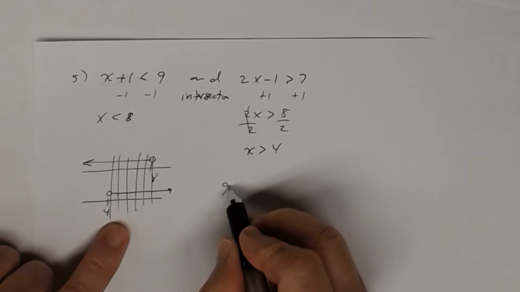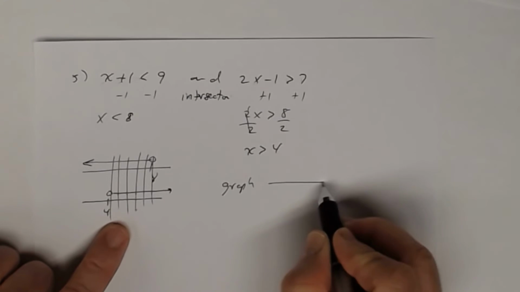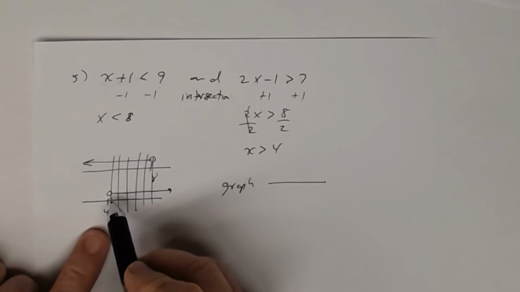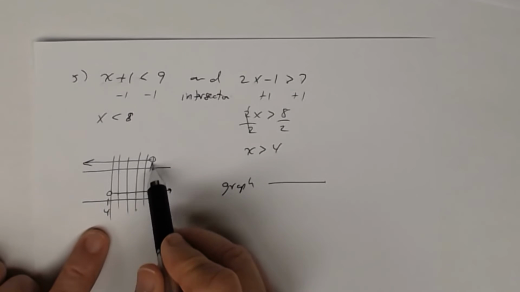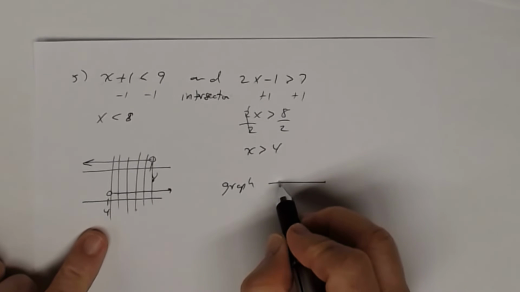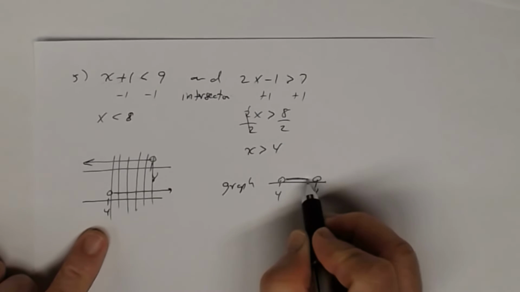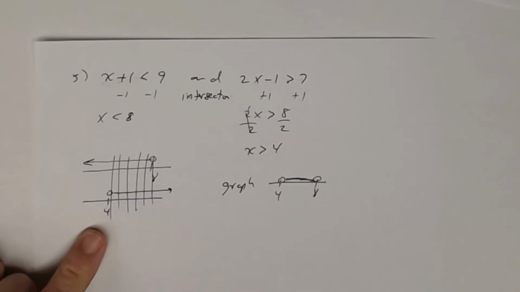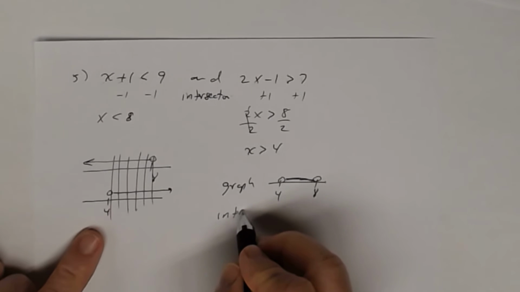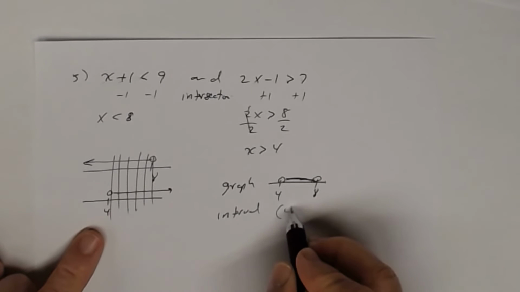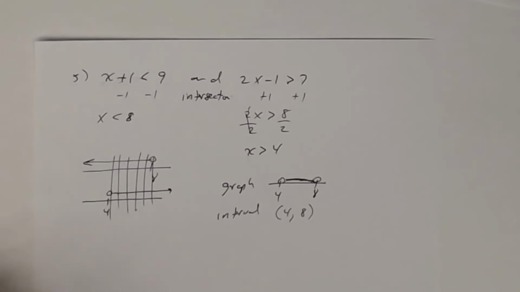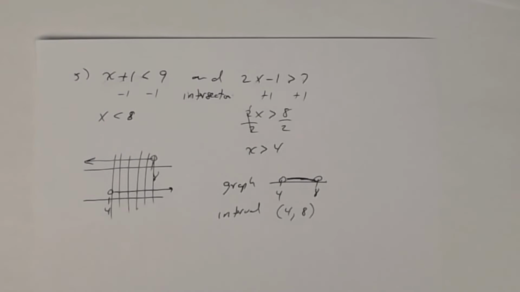And so your graph, your solution then, will be any real number between 4, notice the open circle, and 8, notice the open circle. So 4 and 8, open circle on both. So any real number between those two. And then the interval notation, you're going to say parentheses 4, 8 parentheses. All right, so that was number 5.